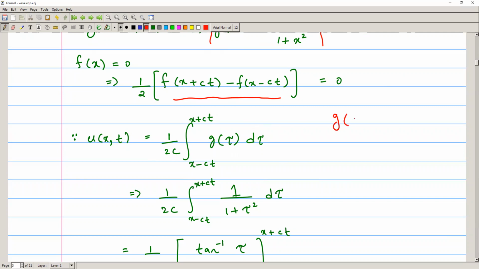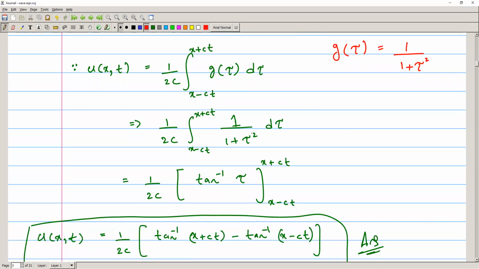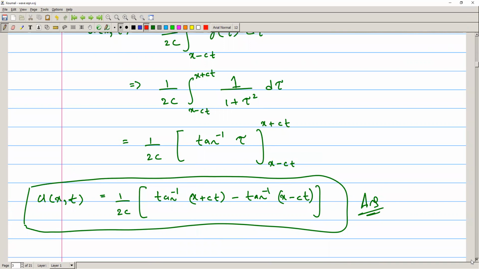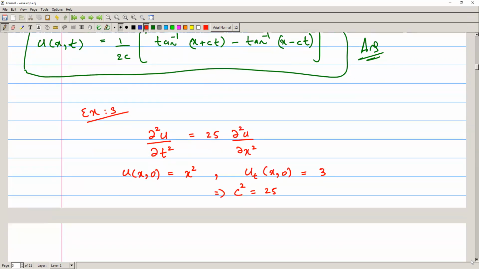First of all, we can write that g of tau is equal to 1 over 1 plus tau squared. And then we will integrate this function. This is 1 over 1 plus tau squared. The integral will be tan inverse tau. We will apply the limits and we will get the answer here. All right, so this is a very simple phenomenon. You can observe. Let's take another example.